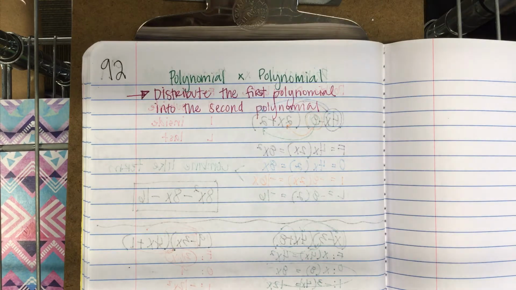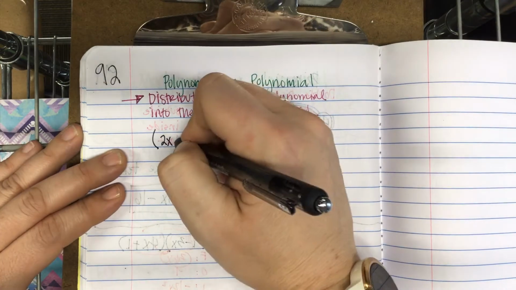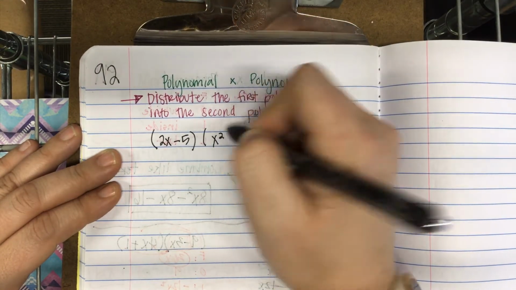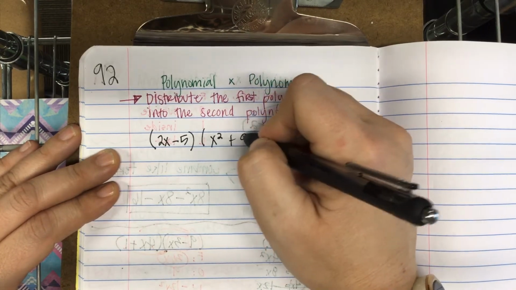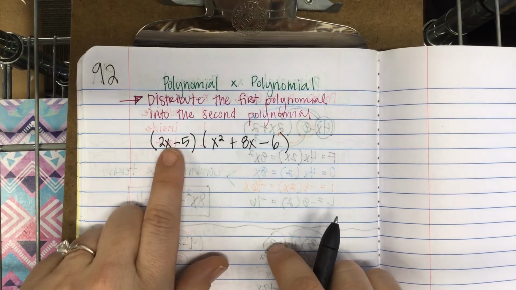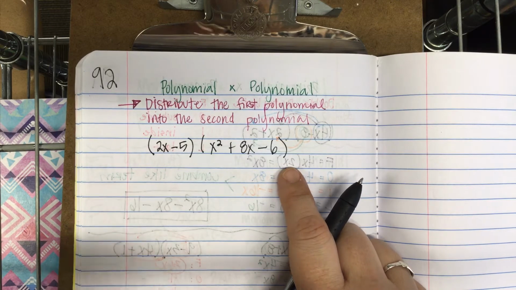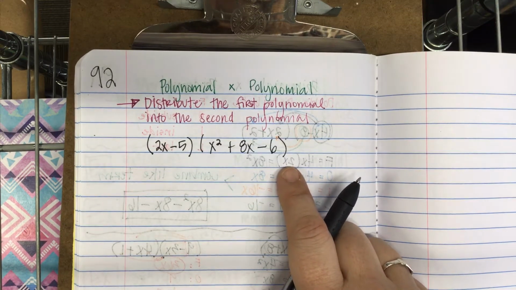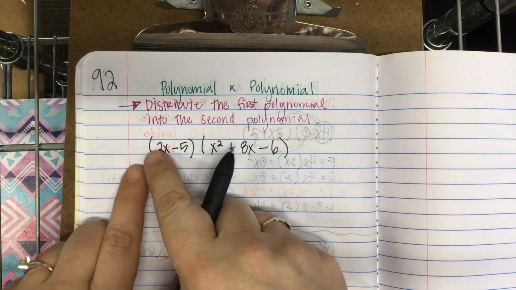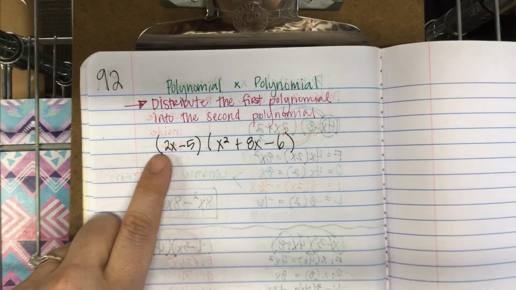For example, if I started with 2x minus 5 times x squared plus 8x minus 6, right? I have a binomial times a trinomial. We cannot FOIL. Foiling only works for a binomial times a binomial. So I have to double distribute. So I'm going to color code this. It's going to get a little dicey because I might run out of colors.